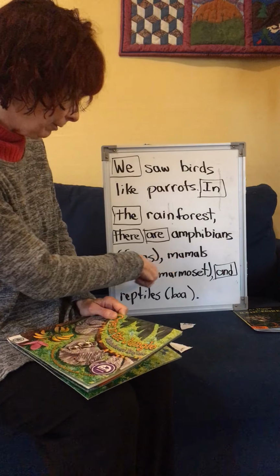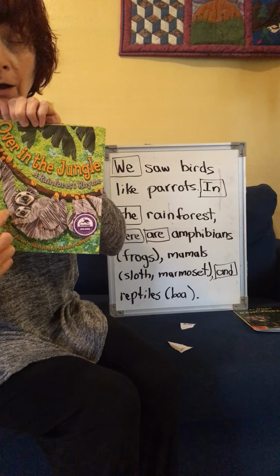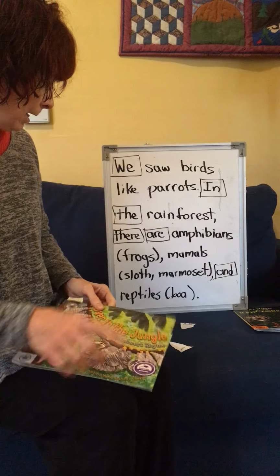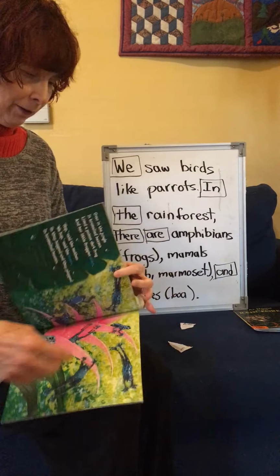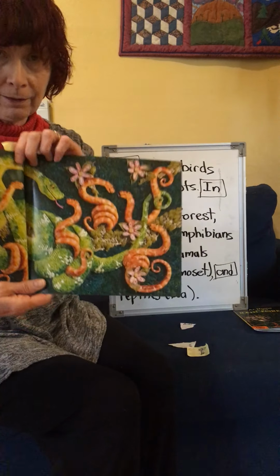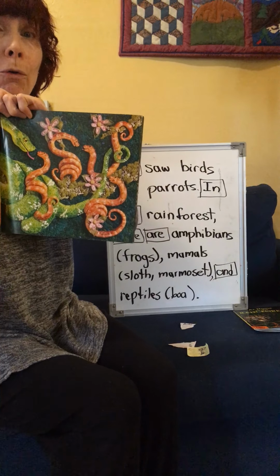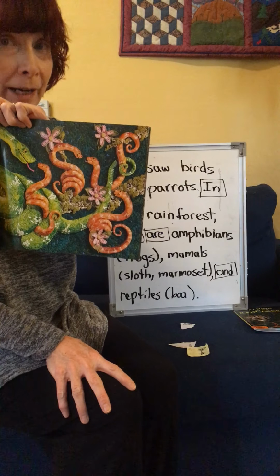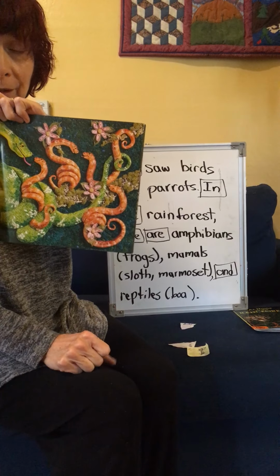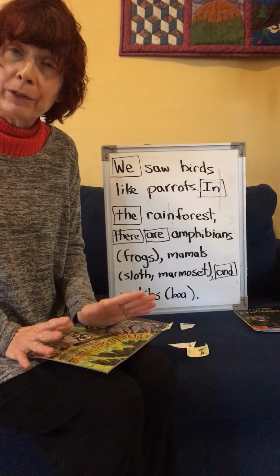There are mammals like the sloth on the front cover. Do you remember the sloth always hangs how? Upside down. And reptiles like the boa. Remember, the boa wraps around the tree limb, and it also wraps around its prey. When it catches it, it wraps around it, squeezes it so it can't breathe. So those are some rainforest animals we've talked about.